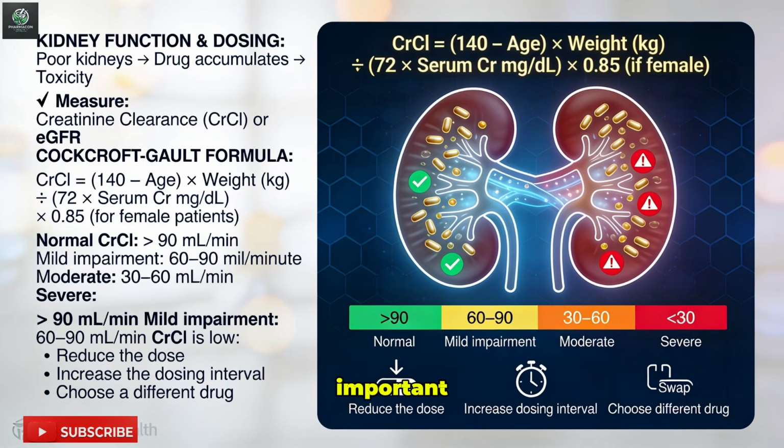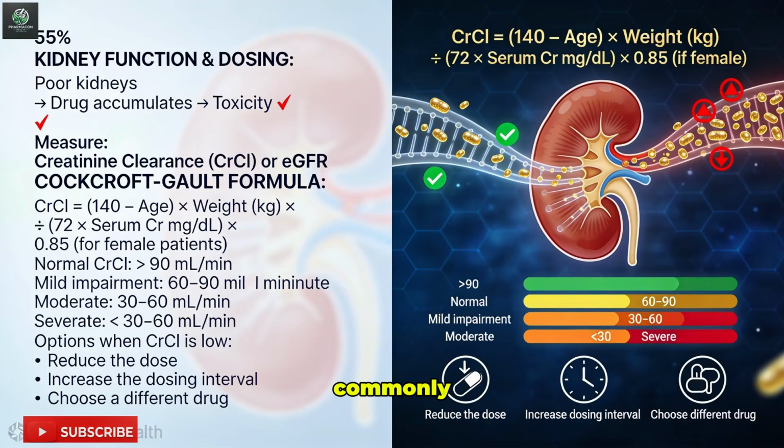The most important measurement of kidney function for dose adjustment is the creatinine clearance rate, a measure of how efficiently the kidneys filter the blood. The most commonly used formula to estimate creatinine clearance is the Cockcroft-Gault formula. Creatinine clearance equals 140 minus the patient's age, multiplied by their weight in kilograms, divided by 72 multiplied by the serum creatinine level in milligrams per deciliter. For female patients, multiply the result by 0.85.